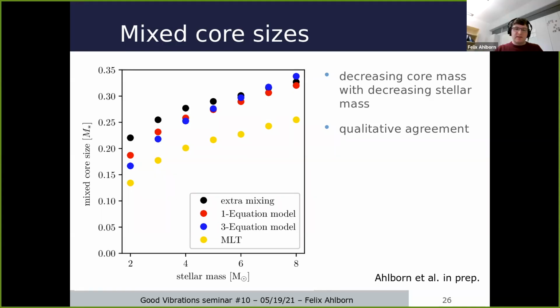Yeah, that is correct. Maybe I wasn't entirely clear. So what I meant is that convective core mass is decreasing with decreasing stellar mass. So as you can see, the cores become smaller and smaller with decreasing stellar mass. So I think this is what you mean, that the discrepancy is decreasing when you increase the stellar mass. Yeah, I think so. Yeah, okay.